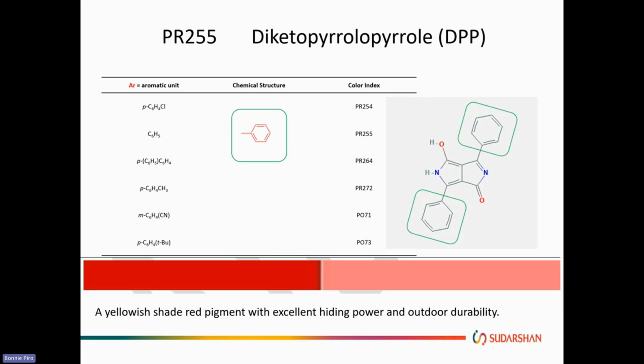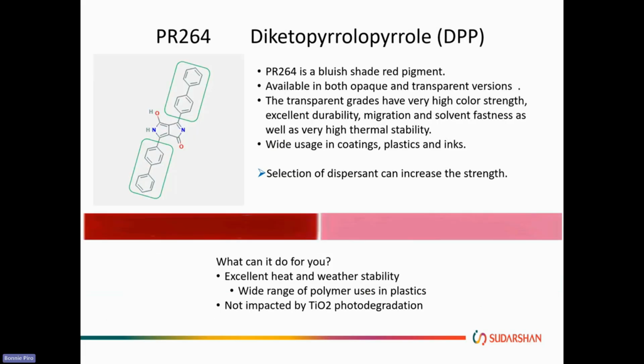This is not a color index that's in our portfolio, but it's always good to know about it to be able to potentially utilize it. Pigment Red 264. As I mentioned, this is to the blue side. It is certainly available. It's most likely in the transparent versions, although there are opaque or more opaque versions as well. But primarily, it's the transparent grades that are the most important grades for different application areas.